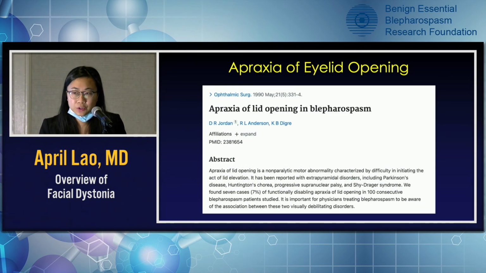There is about a 7% prevalence in a general population of blepharospasm patients. They found a 7% prevalence of the apraxia component. And in another study where they were specifically looking at cases that were non-responsive to Botox, they found an even higher prevalence of about 25%.